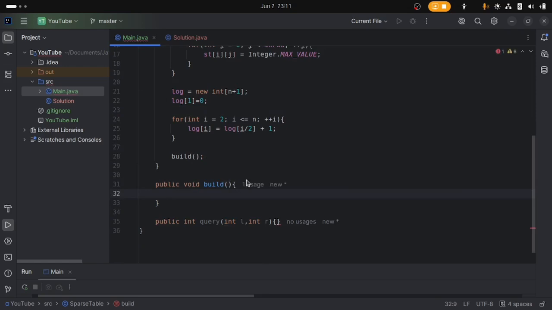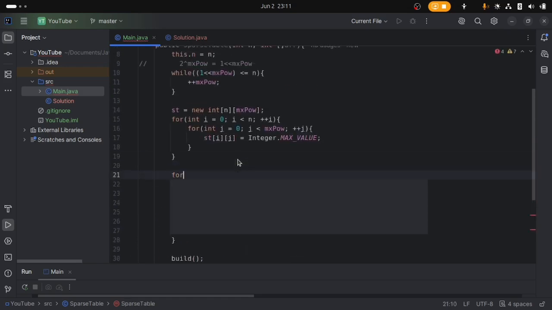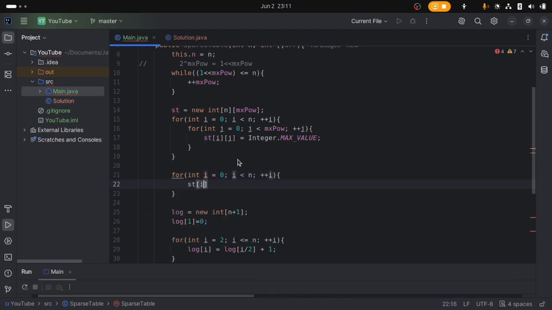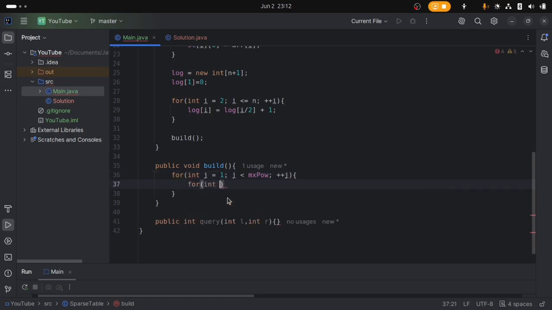Now let's write the build function over here. What I told while explaining the build part is that we start from the smaller powers of 2. Well, I forgot one thing: for integer I equal to 0, st of I comma 0 equals ar of I. As we saw while building, 2 to the power 0 is 1, the element itself. So I write this base case. Now we will start from j equals 1. j must be less than max power, which we already calculated, plus plus j. Let's iterate for the elements. Now till which point should we consider?